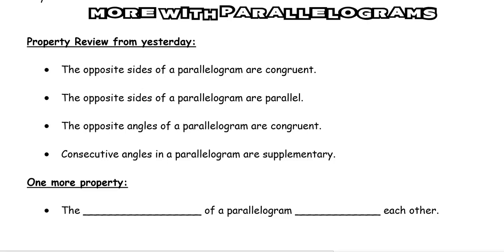Today's video, we are going to be looking at parallelograms again. We're going to look at a little bit more. So review from yesterday, we know that the opposite sides are going to be congruent. By the definition, the opposite sides are going to be parallel. Opposite angles are congruent, and consecutive angles are going to be supplementary, again because of that same side interior relationship coming from the parallel lines.